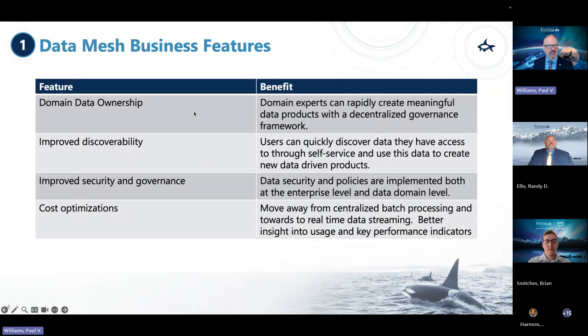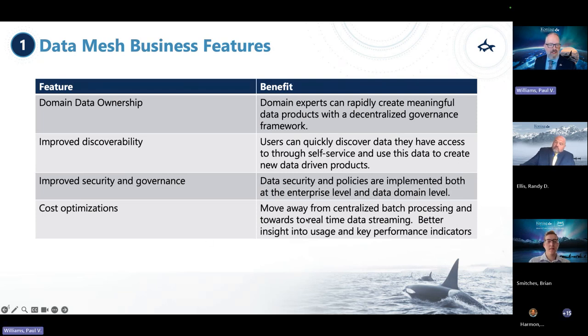Some of the business features that you get: domain ownership, so the experts can manage the life cycle of the data. Improved discoverability. You're going to see that you're able to quickly create a catalog where users can discover data that they can use in their applications. Improved security and governance. You create an enterprise view of security and governance. There's a layer that is provided from the enterprise and allows the domain owners to granularly control it.